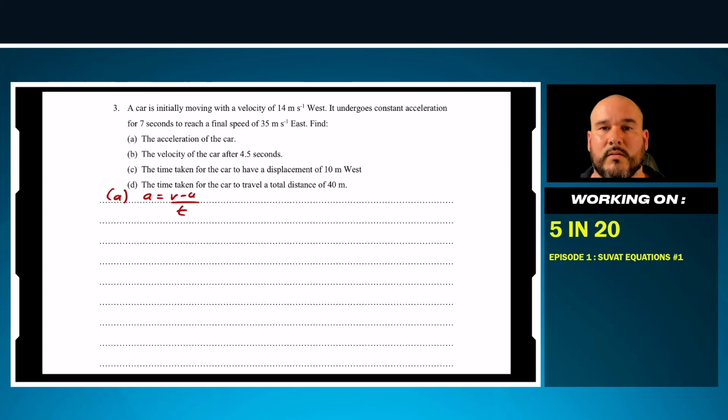Again, my final speed or final velocity is 35 east, so positive 35. My initial is 14 west, therefore negative 14. So it's 35 minus negative 14 divided by 7, which gives me a nice number, 7 m/s^2. It's a positive number, which is telling me that the acceleration is towards the east.